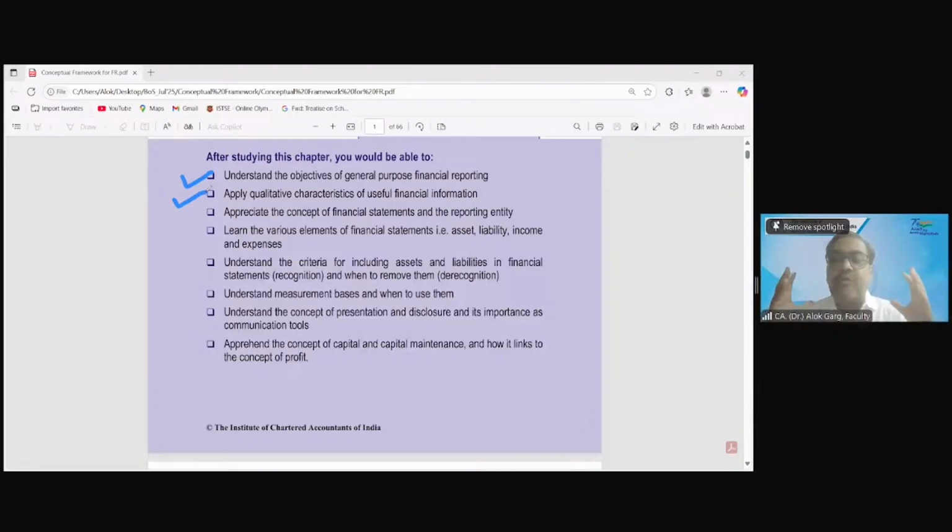Financial statements are too big, right? And the framework says that whatever information you are providing in the financial statement, it has to be meaningful, it has to be useful, right? So how will information become useful information? Please tell me. Yeah, it should be relevant and a faithful representation.